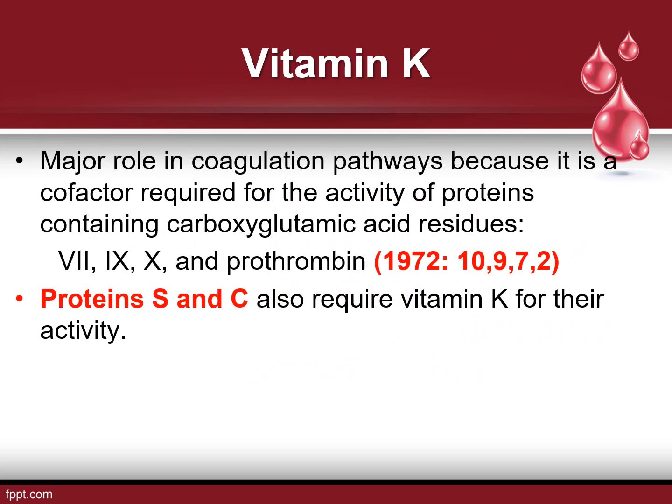Vitamin K has a major role in coagulation pathways. It's important for the production of several procoagulant factors, as well as some of the anticoagulant proteins. It plays a role as a cofactor in the synthesis of clotting factors 2, 7, 9, and 10. It's necessary for synthesis of anticoagulation protein C and S, also necessary for formation of other proteins.